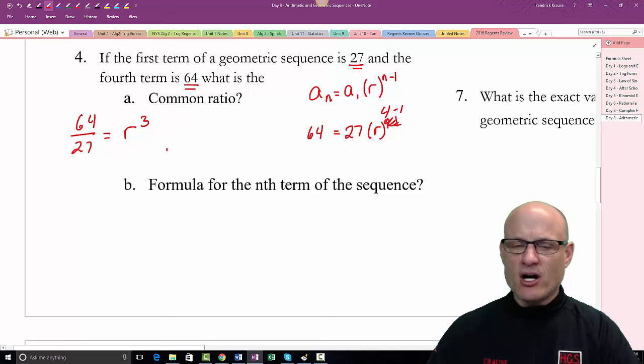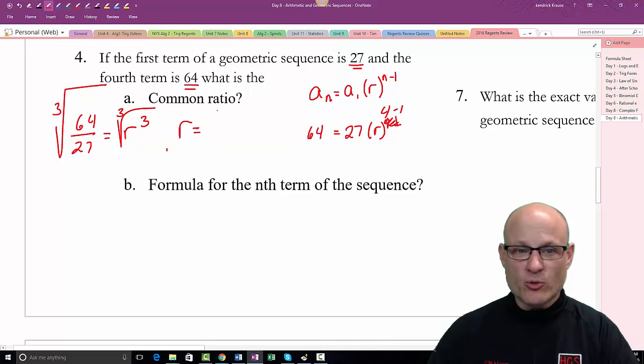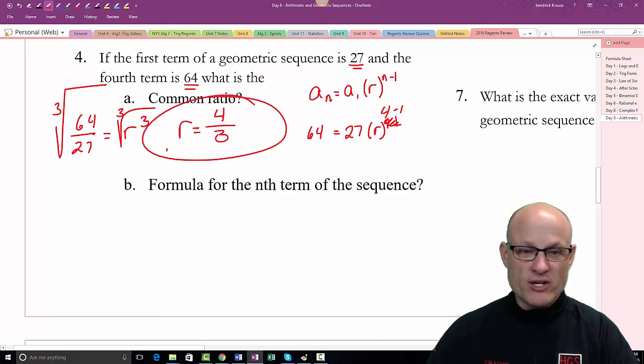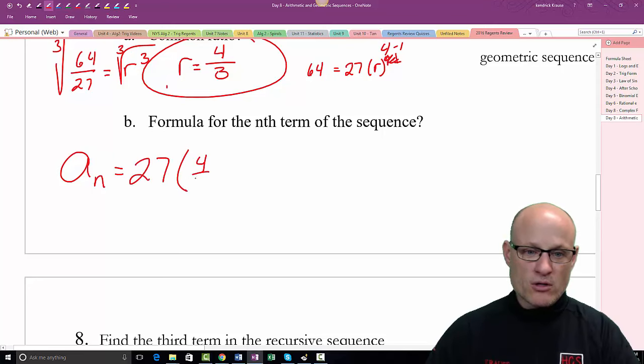Well, how do I find r? Oh, I just take the cube root. Take the cube root, and I get r equals, the cube root of 64 is 4, and the cube root of 27 is 3. So my ratio is 4/3. Now, how do I find the formula? a sub n is equal to a sub 1, which is 27, times 4/3 to the n minus 1.